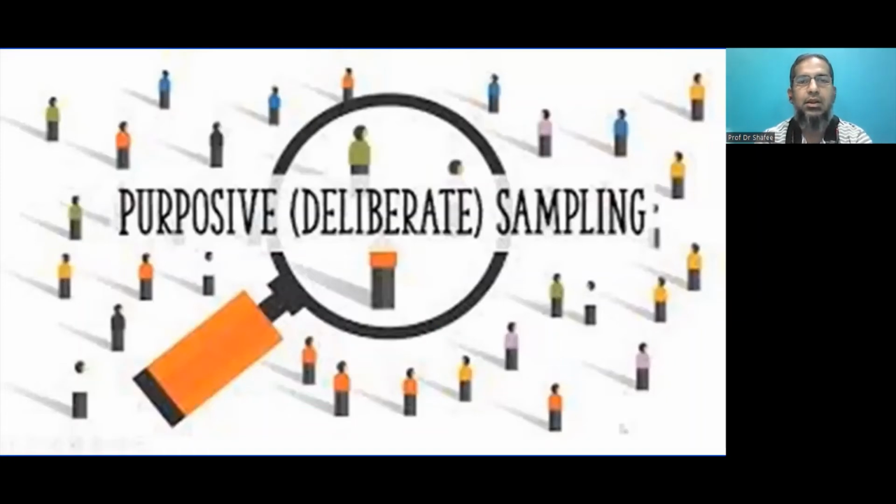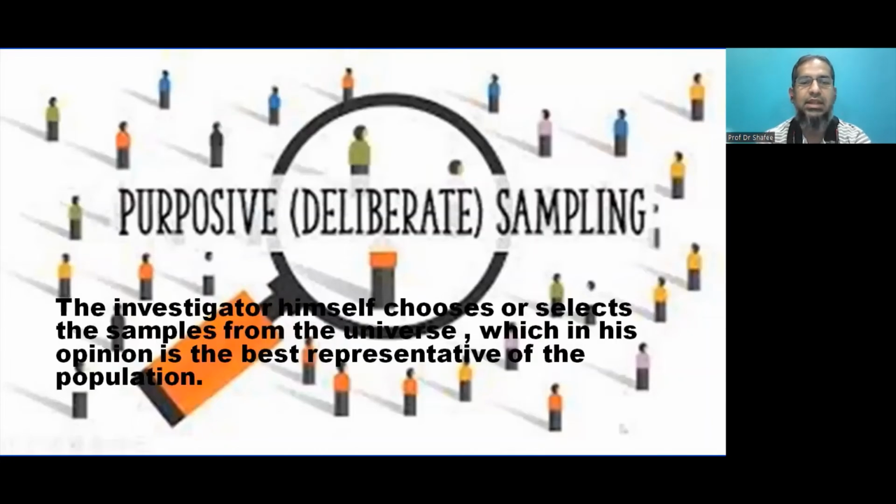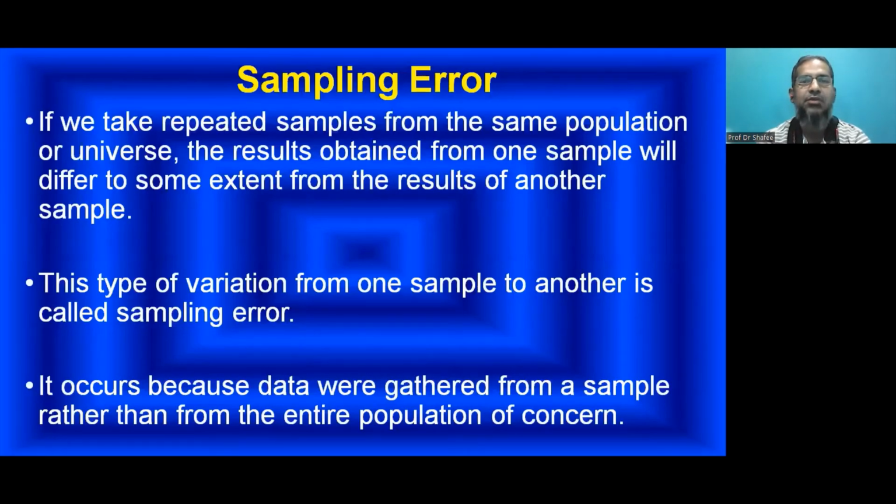Second, non-random sampling includes purposive and deliberate sampling. Here the investigator himself chooses the samples from the universe which, in his opinion, are the best representative of the population. Take the example of a classroom where a teacher wants to know the performance of the students. He will select those students who are very good in studies. This is called purposive sampling, and the results obtained will be biased in this type of sample. So this is all about sampling and sampling methods.